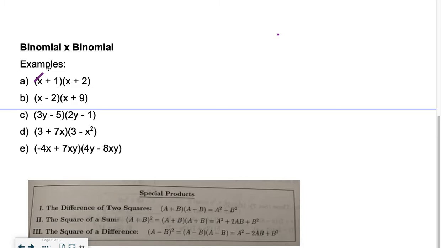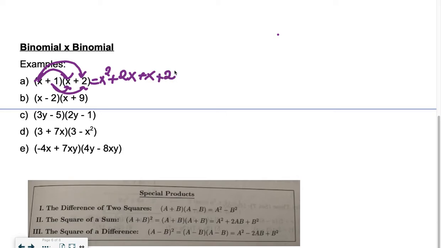So x, let me just get my pen going. I just re-plugged in. Okay. So x times x is going to give me x squared. x times 2 is going to give me plus 2x. So now that I've distributed the x into the second binomial, I'm going to come underneath and multiply the 1 into each term. So 1 times x is 1x, which we just write x. And then 1 times 2 is 2.